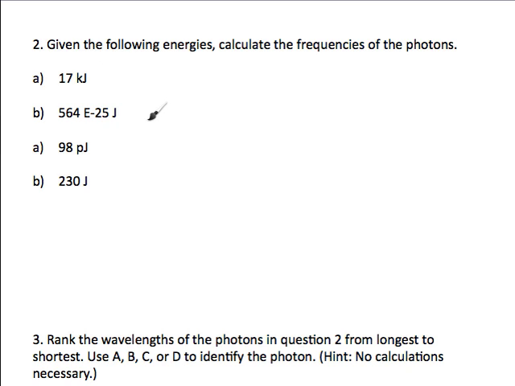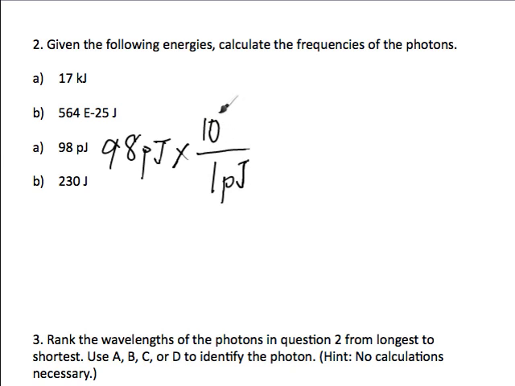So for problem C, we have 98 picojoules. So picojoules, using dimensional analysis, we've got to convert it to joules. 1 picojoule is equal to 10 to the minus 12 joules. This means that we have 98 times 10 to the negative 12 joules.